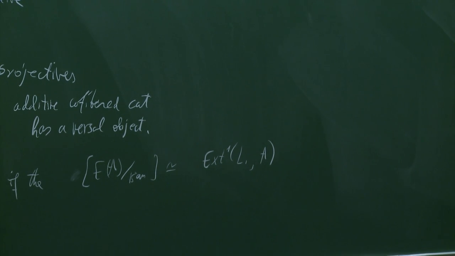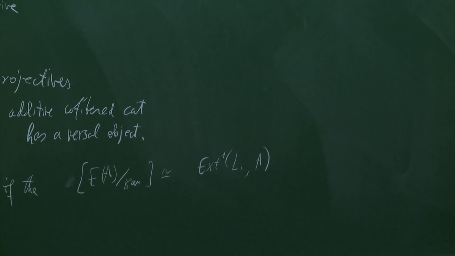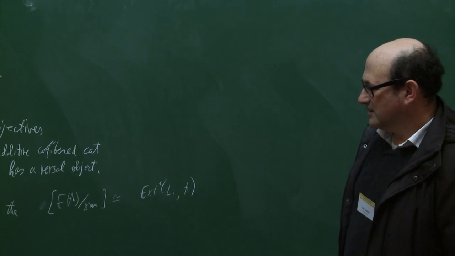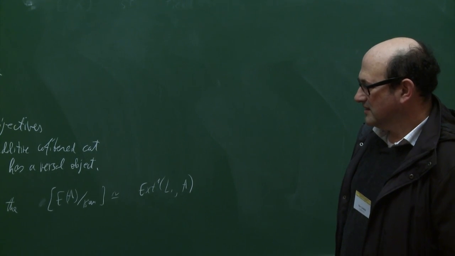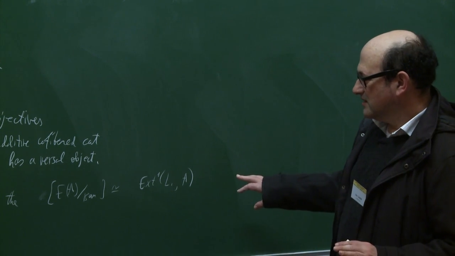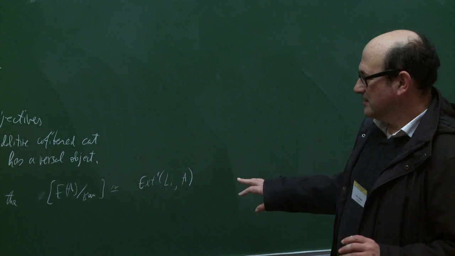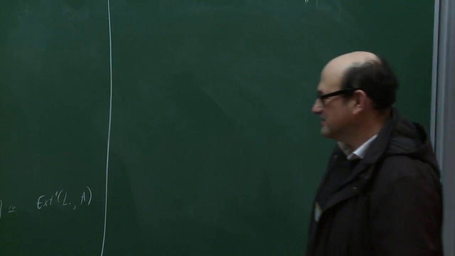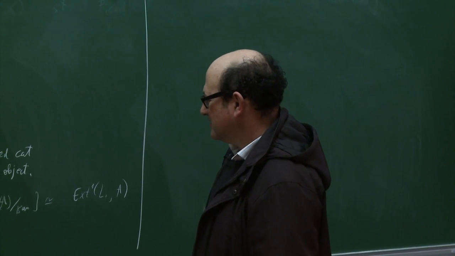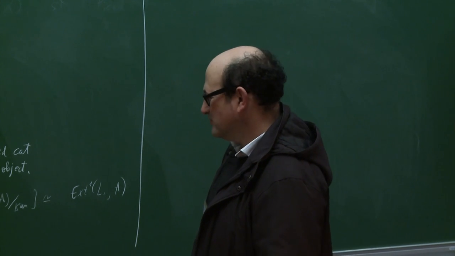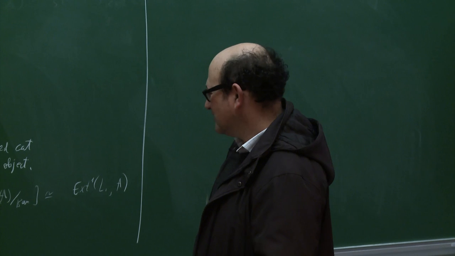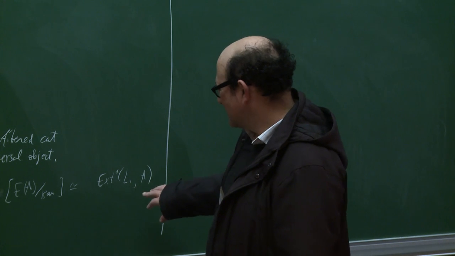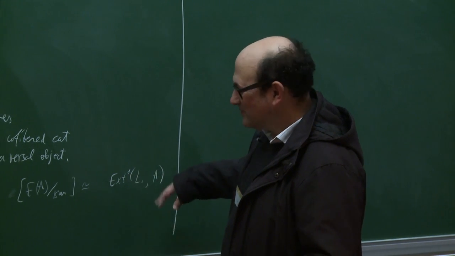And then I still have a versal object, which is what I want. So it means that I have to prove a little bit less. It depends on the formulation of deformation theory that I use. Sometimes I just use a formulation where I just control the set of isomorphism classes.